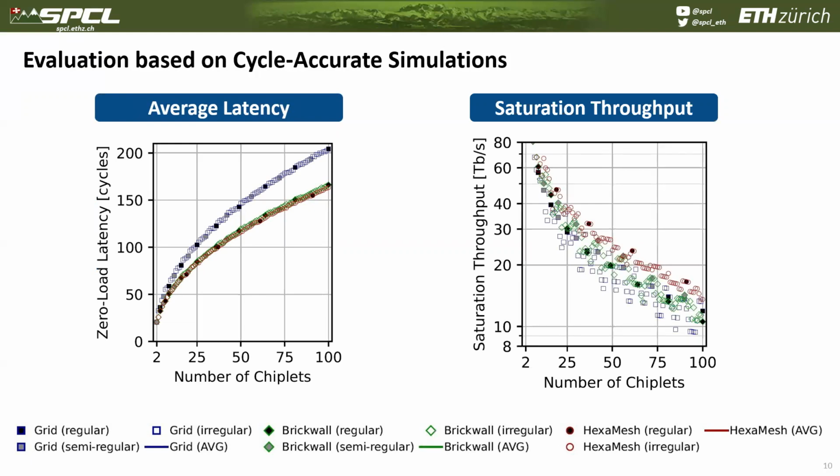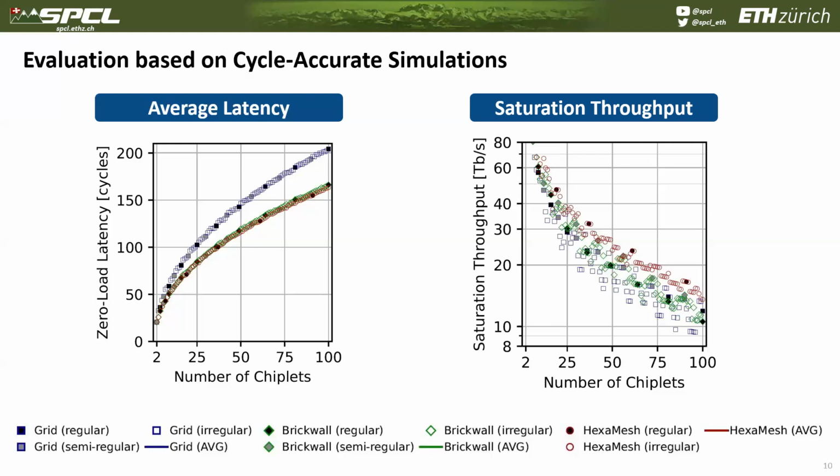Here we see the throughput on the y-axis, which has a logarithmical scale, and we see the number of chiplets on the x-axis. Now this throughput plot looks very messy. This is because we use a lot of irregular arrangements, and the throughput of irregular arrangements is quite noisy. However, we can still identify some trends. So the general trend is that the grid in blue has the lowest throughput, then the brick wall in green has slightly higher throughput than the grid, and the HexaMesh in red seems to provide the highest throughput. However, the saturation throughput plot with the logarithmical y-axis and all of the noise is still quite hard to read.